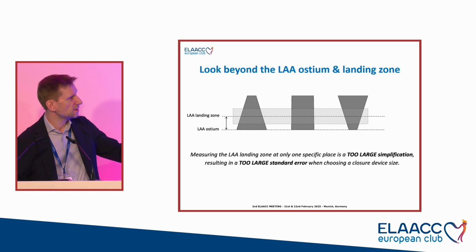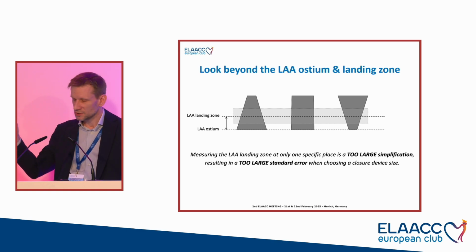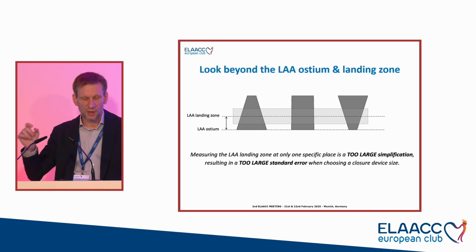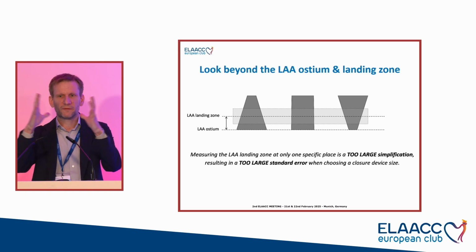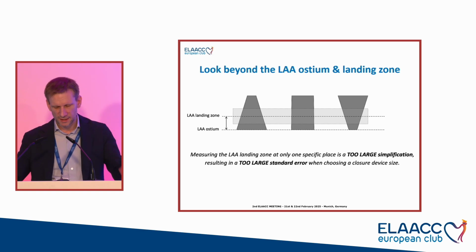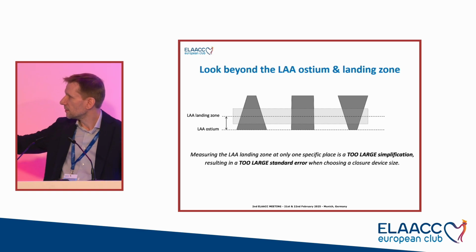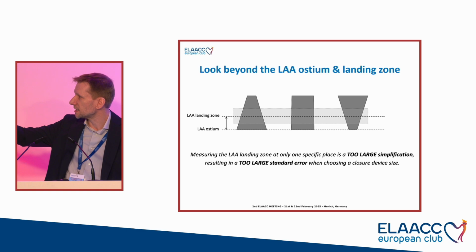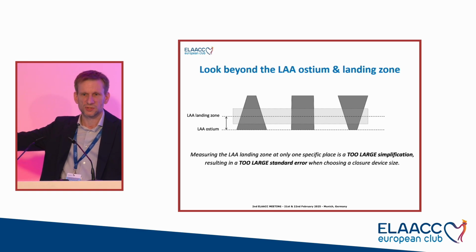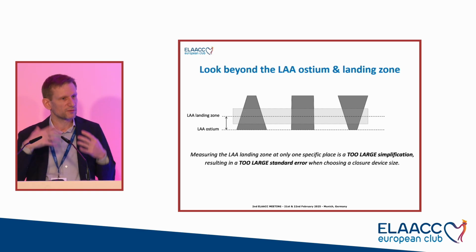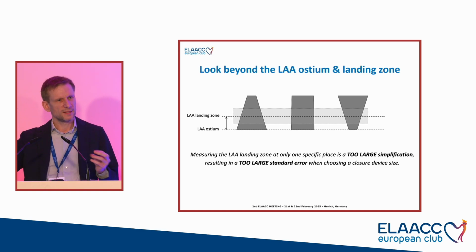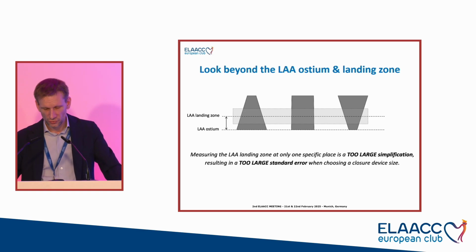For example, here in these three pictures, you see the ostium and the landing zone are exactly the same dimension. It's just how different the morphology is and the distality of the appendage. I'm sure most of us would go for different sizes. Despite having the same ostium and landing zone, you would go for a different size in the left scenario than in the right scenario, yes? And that's just because you have to understand the entire structure more holistically. And if you do that, I think you will also do better procedures.